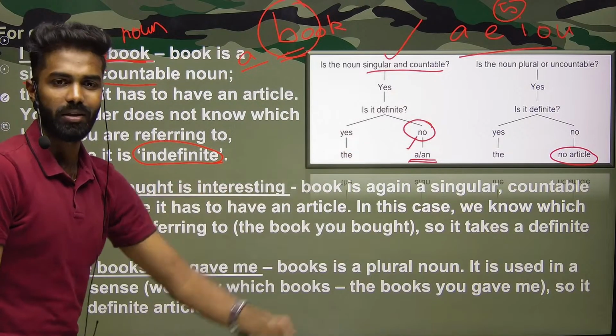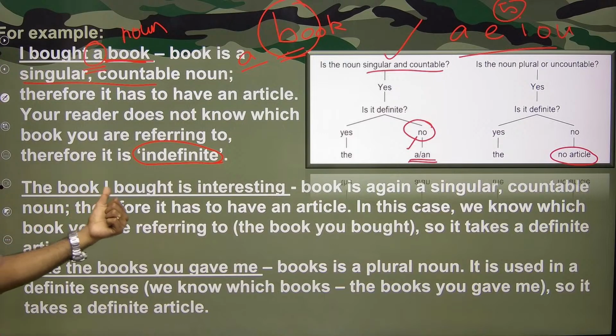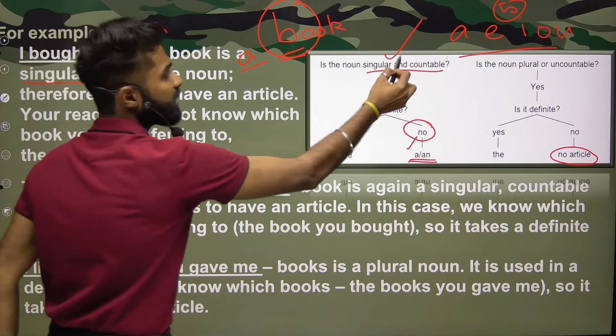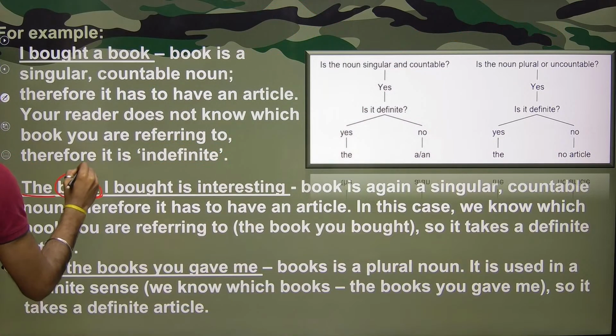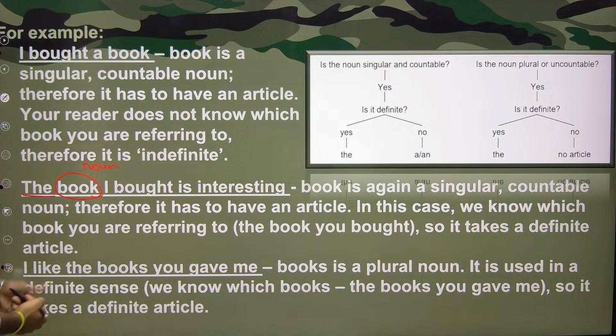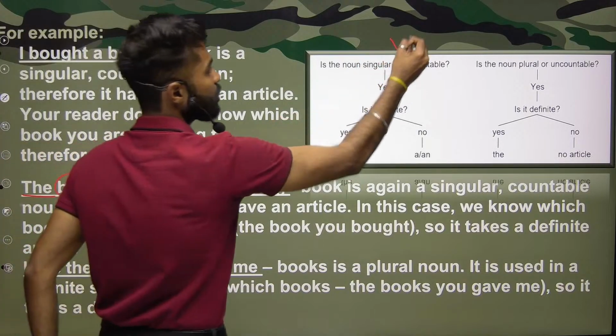Not the book or anything, right? See, the book I bought is interesting. Now look here. There is a space here for an article. Book is my noun here. Is it countable? Yes, it is countable and singular.